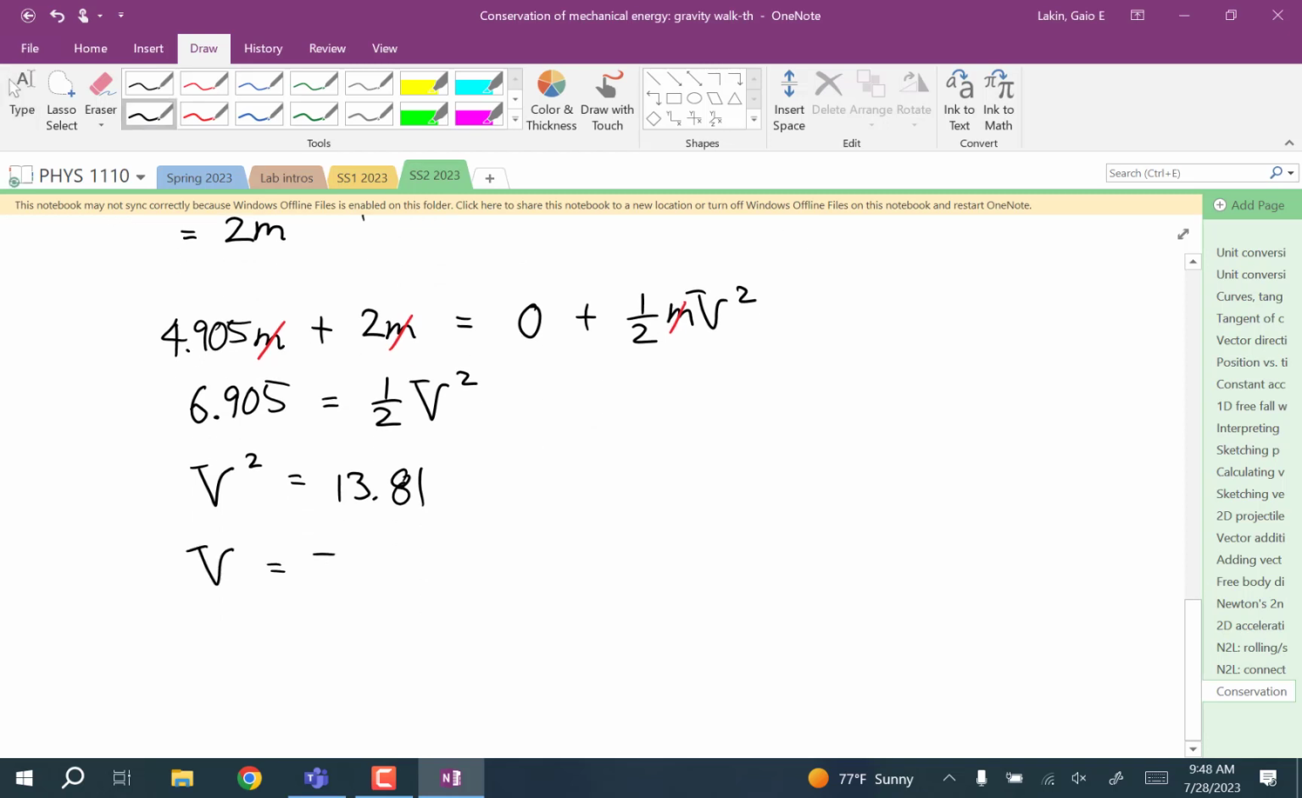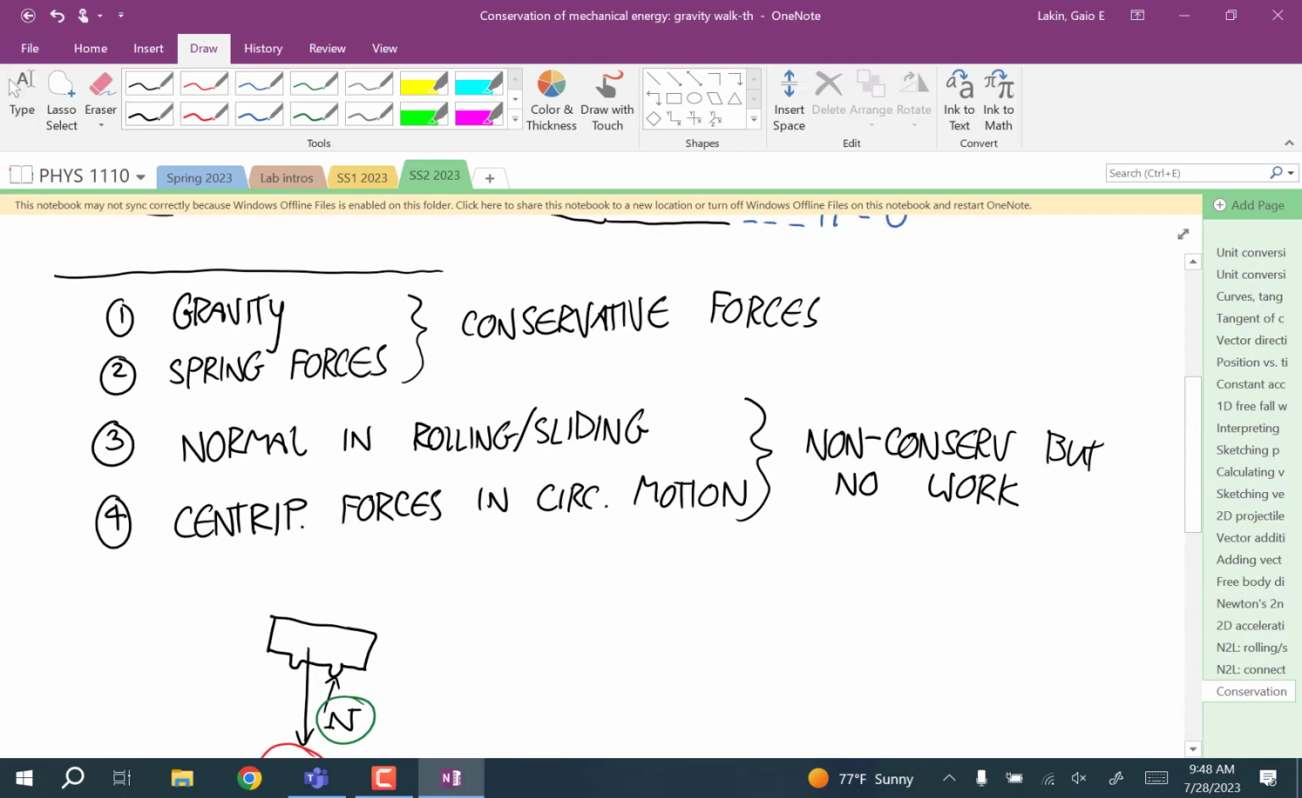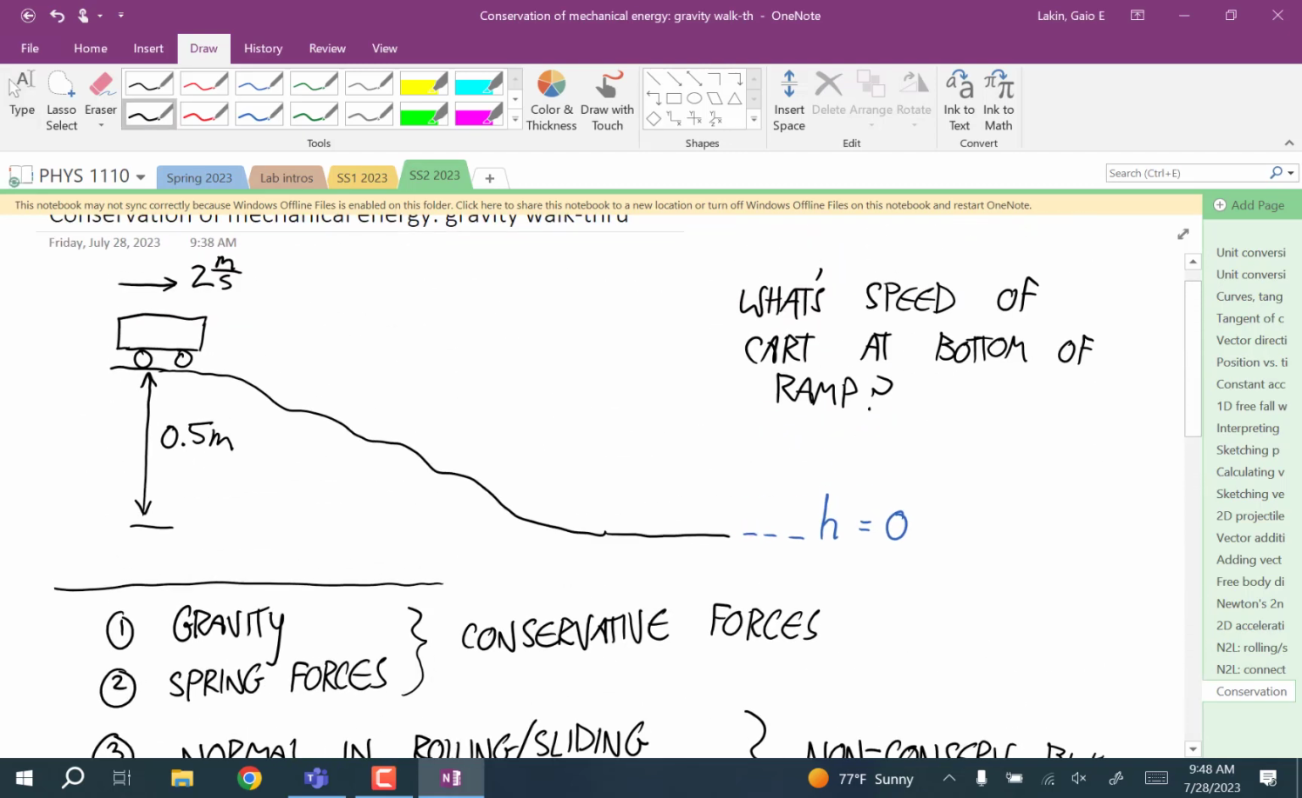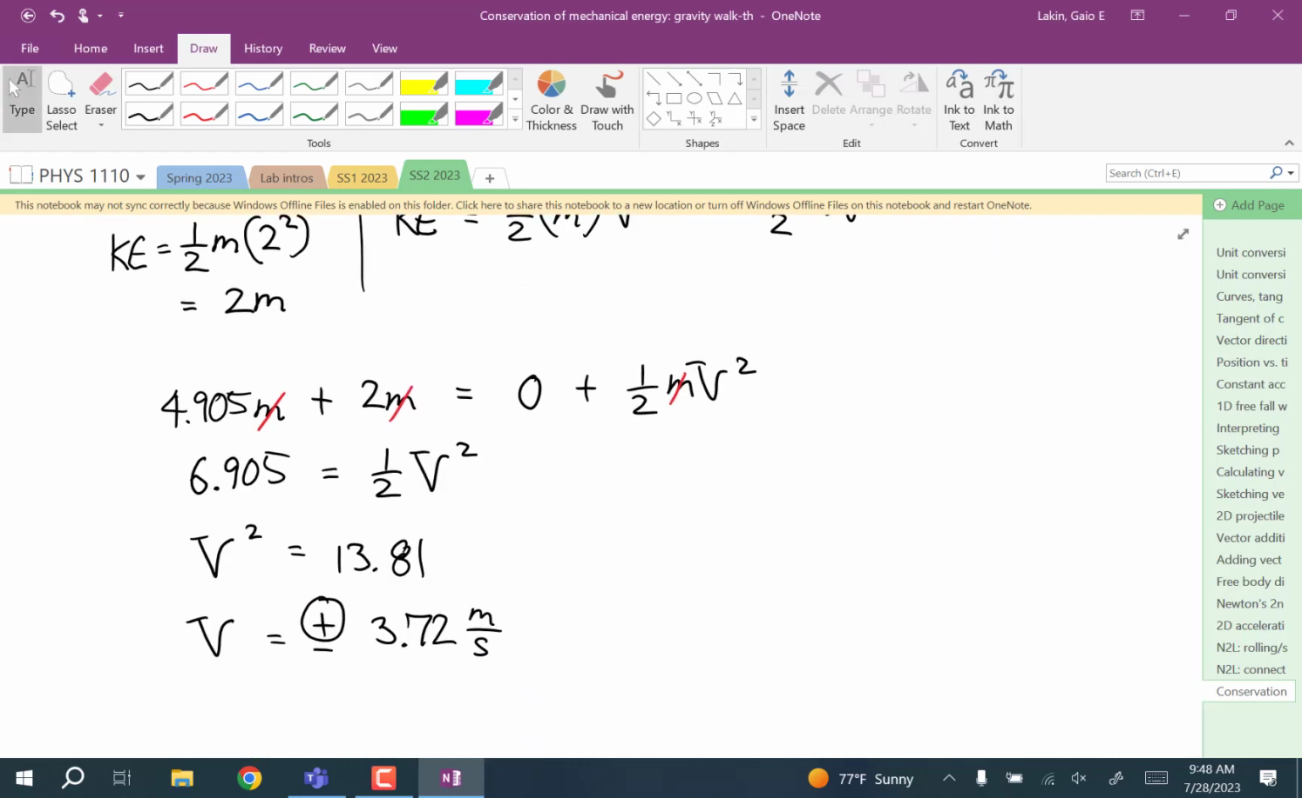Now take the square root of both sides, and you get plus or minus 3.72 meters per second. We're looking for a speed, and speeds are always positive, so I'll take the positive one of these. Okay, so what that says is if this is moving 2 meters per second at the top of this 1/2 meter high ramp, and it rolls down the ramp, when it gets to the bottom, it will have sped up to 3.72 meters per second.